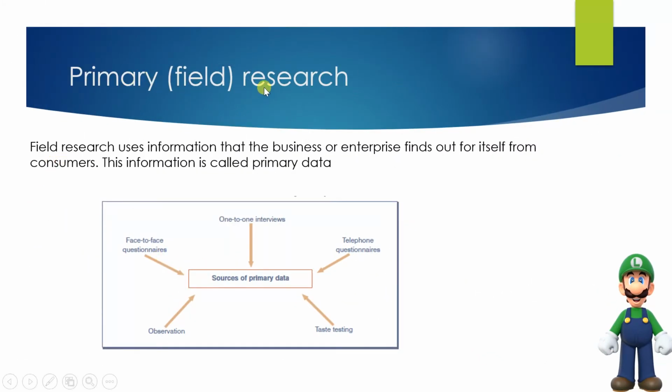Primary field research. Field research uses information that the business or enterprise finds out for itself from consumers. This information is called primary data. Now here in the mind map in the middle, I've given you some methods. Your first task is to go and find some images which represent each method. Yep, it's just an image that you need to find right now.